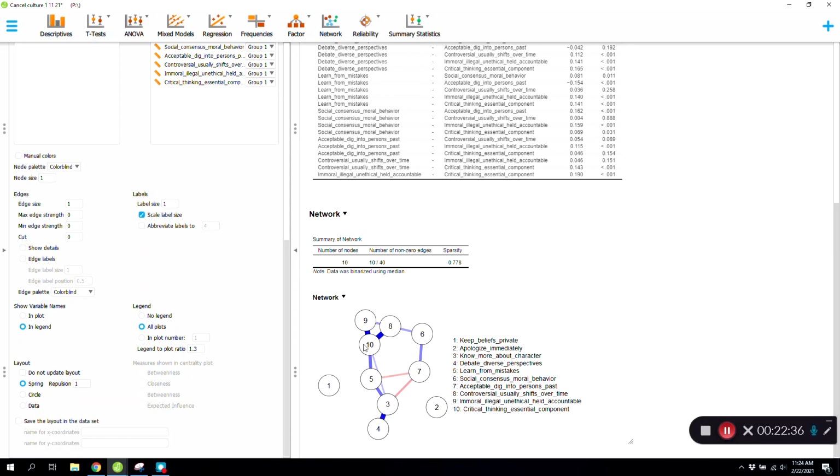Now you notice there's also a weaker relationship down from the hub node to 5, which means learn from mistakes. This is great because you'll be able to see the interrelationships among our 10 remaining statements and what that means visually. And always look at this. Here's a negative hub node, 7 in this model. It's acceptable to dig into a person's past. That's negatively related to know more about character and learn from mistakes.